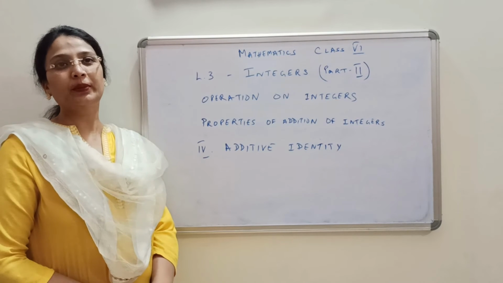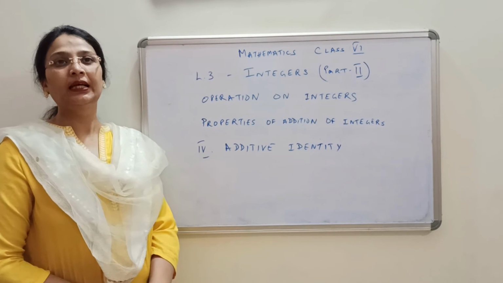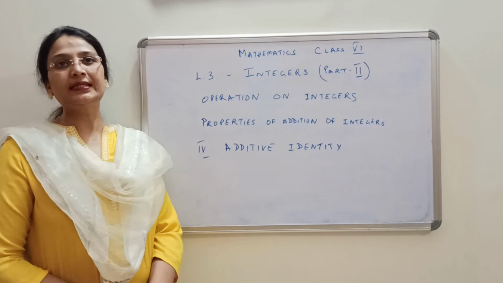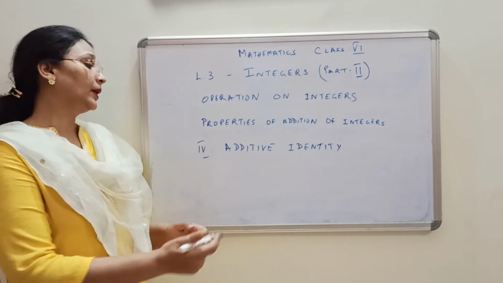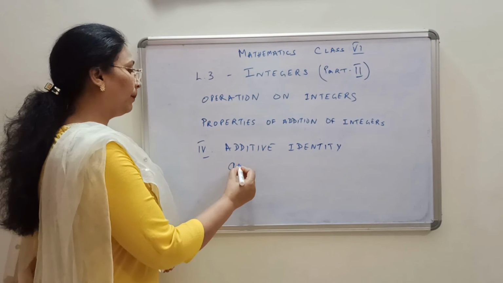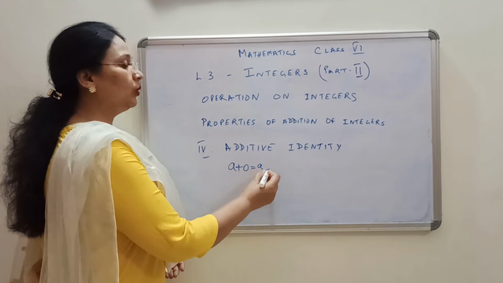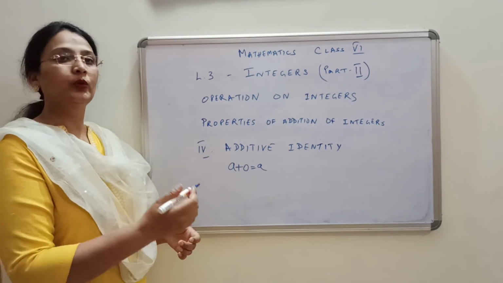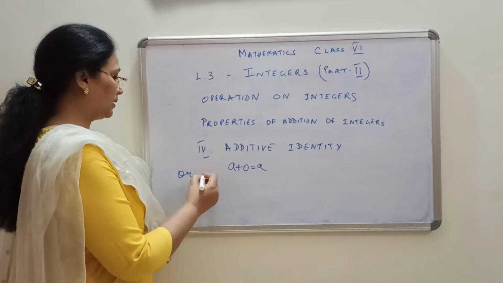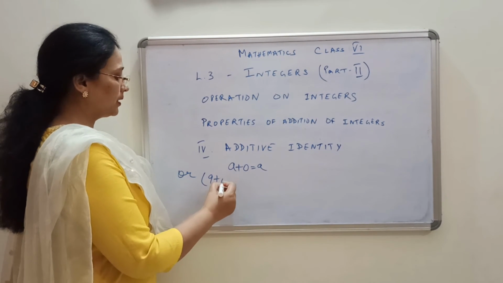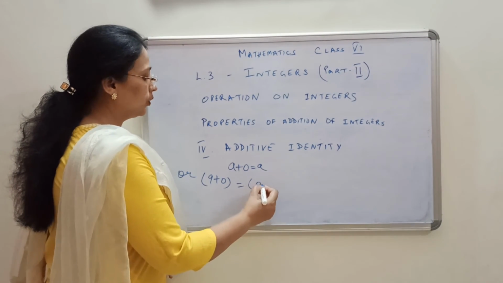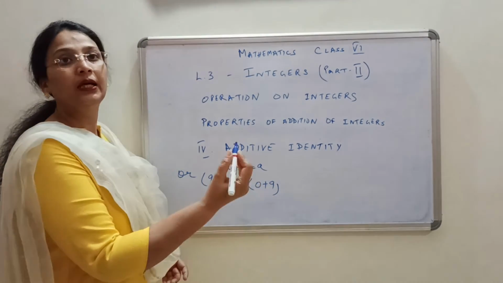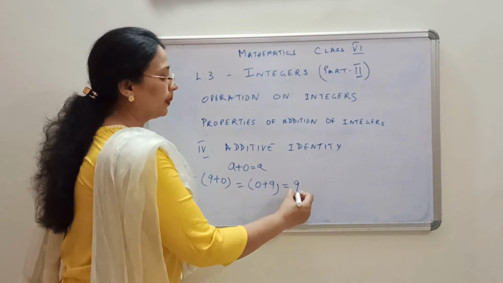The next property is additive identity. The integer 0 is the additive identity in integers. That is, a + 0 = a. In other words, you can write 9 + 0, or 0 + 9, equals 9.